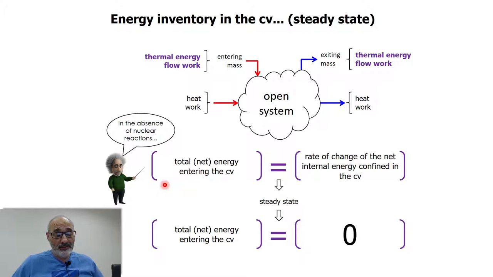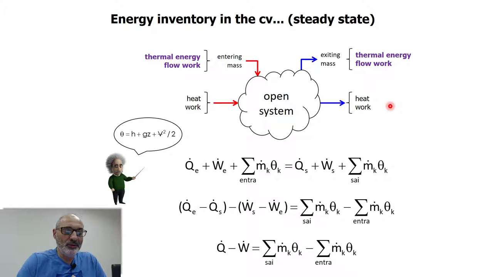And as I said, the law of conservation of energy, in the absence of nuclear reaction, is that the total energy entering the control volume equals the rate of change of the internal energy confined in the control volume. If you have steady state, the system is not changing during time. This means that there is no net variation in the system's internal energy, zero here. And this means that the total energy entering the control volume is zero. This means that the energy that enters is equal to the energy that exits the system. In mathematical terms, this can be expressed as it's shown here.